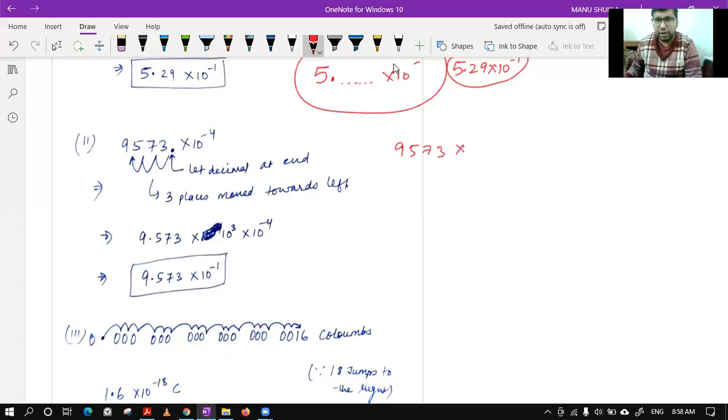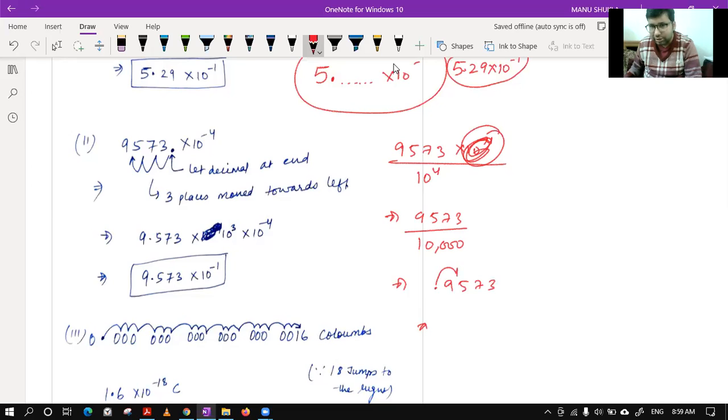9573, and we had 10 power minus 4. If you make this power positive, it will come in the denominator. It will be like this, upon 10,000, which becomes 0.9573. And then if you move this decimal by one place, you will get the answer, and the same answer is there. You can check. So either this way or that way, both are correct.